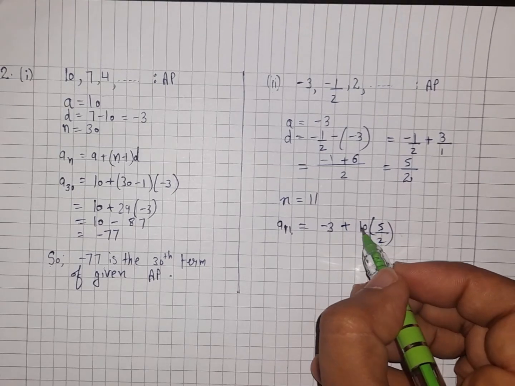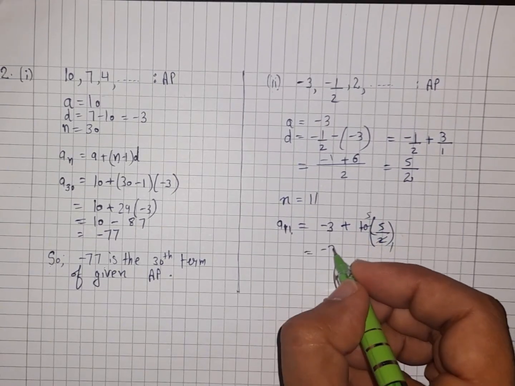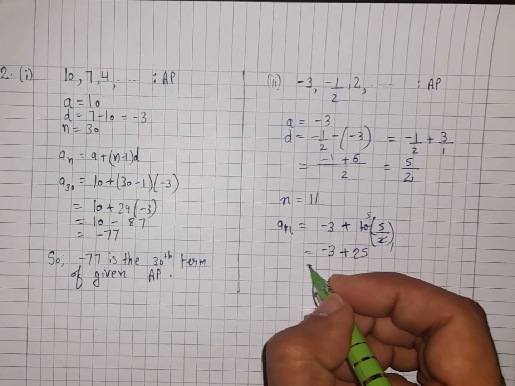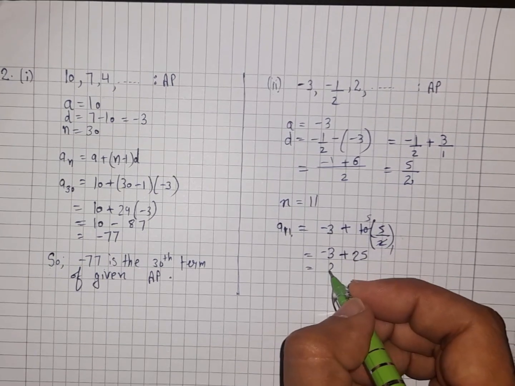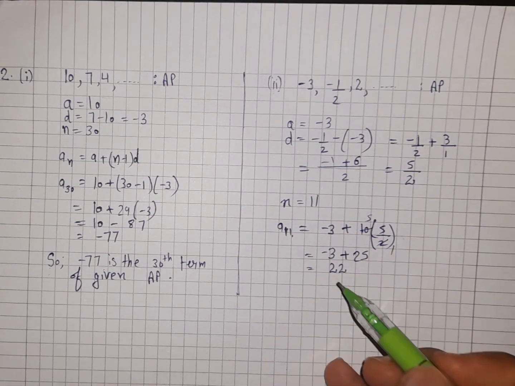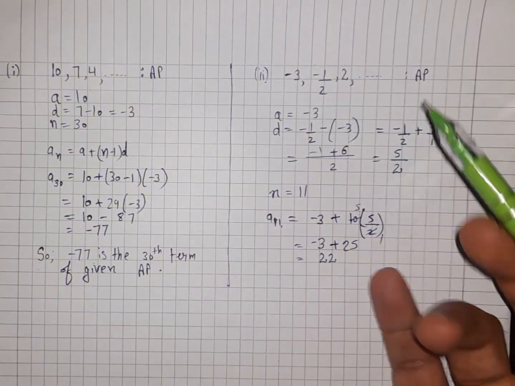So 2, 1, 2, 2, 5, 10 implies minus 3 plus 5, 5, 25. Minus 3 plus 25 equals 22. So 22 is the 11th term of the given AP.